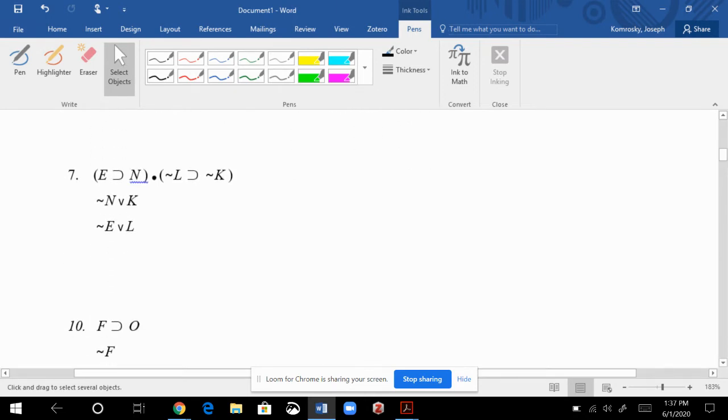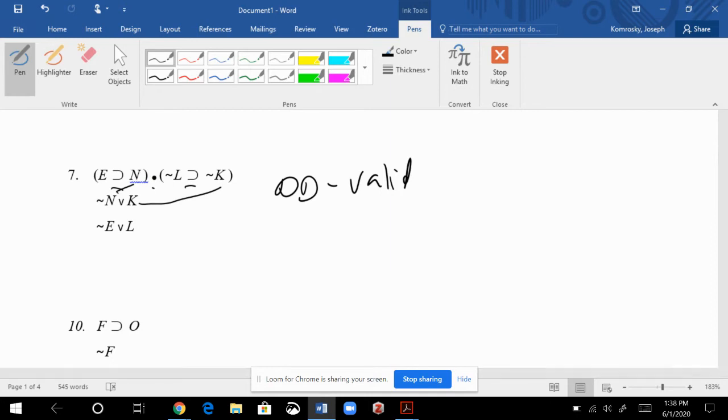These are all given to you in the back of the book, by the way. So 7. What does it do? It has two horseshoes separated by a wedge, and then what it does is it denies the consequents. It doesn't look like this second one's denying, but it is. It's taking the opposite. And then it's denying the antecedents. So another way to see this with that double negation rule would be this.